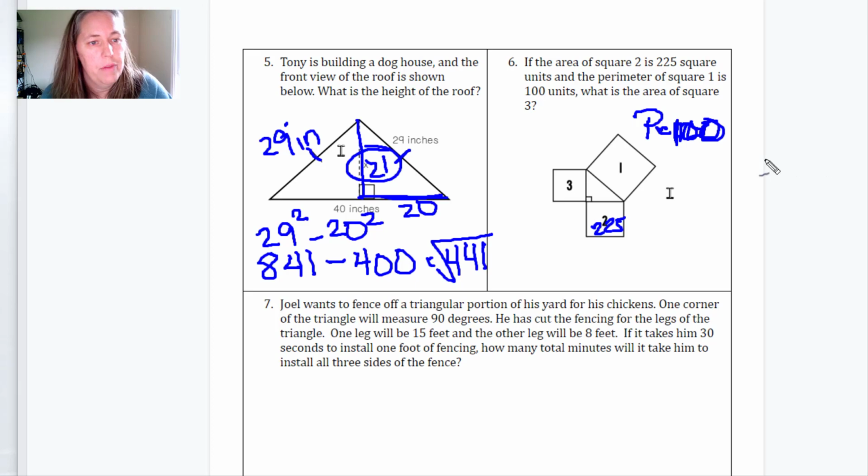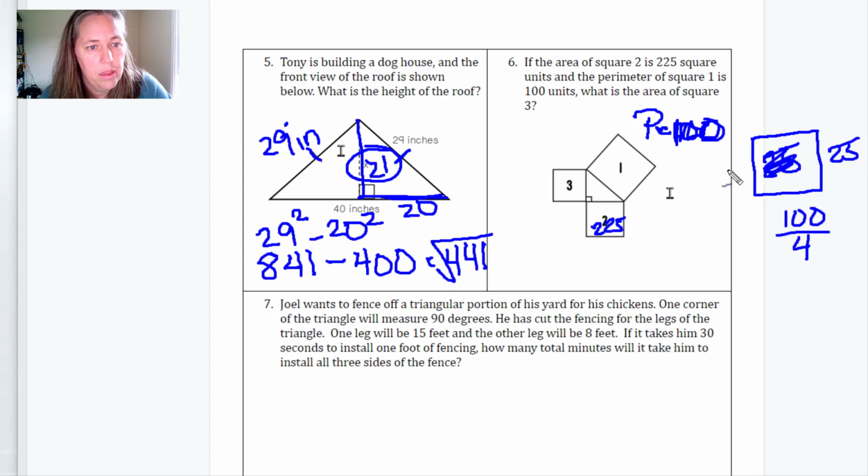Okay, so perimeter is the distance around the edge of a shape. So if the perimeter of this is 100 and it's a square, then to get the length of each side, we do 100 divided by 4, because there's 4 sides, and they all add together to give you 100. 100 divided by 4 is 25. So a side length is 25.